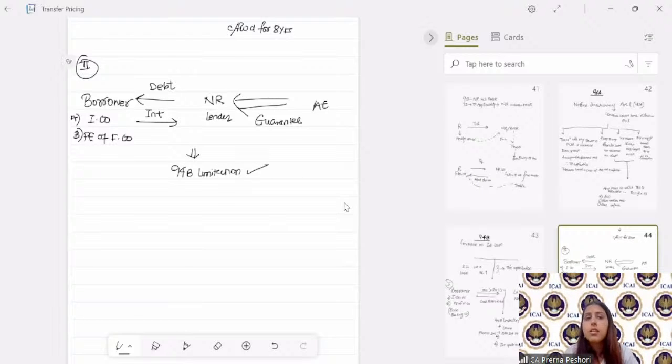So the way we have understood the limitation earlier, that the excess interest will be disallowed, same way. So total interest paid to the AE minus 30% of EBITDA, or the total interest paid to the AE, whichever is lower, will be disallowed. Is that clear? Any doubt?